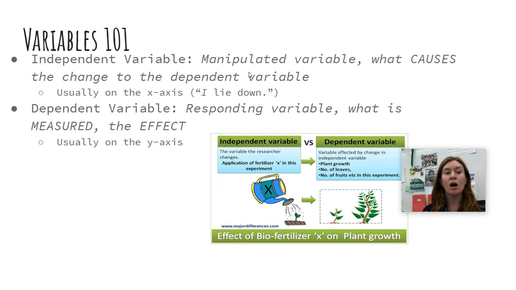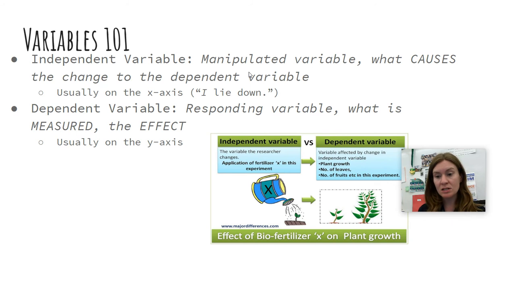That is what causes the change to happen. It is the cause. It causes a change in the dependent variable. This is usually on the x-axis. Your dependent variable is responding to the independent variable. This is what is measured, is the effect, usually on the y-axis.